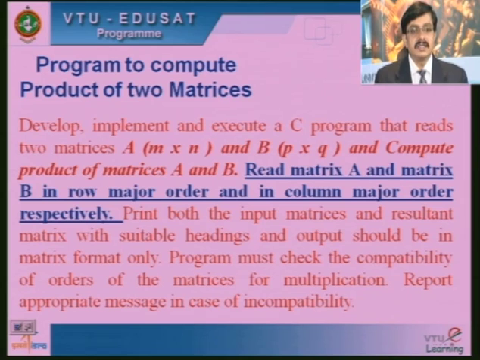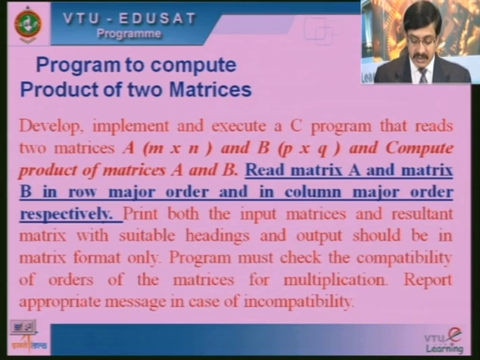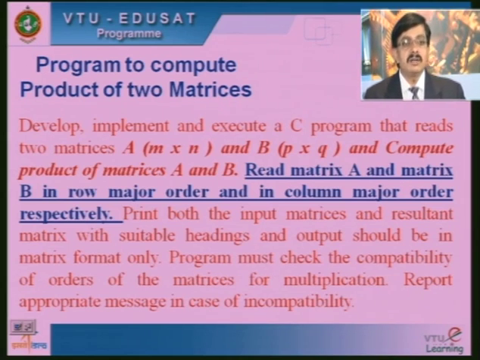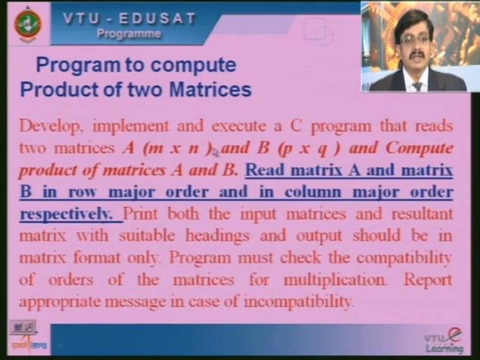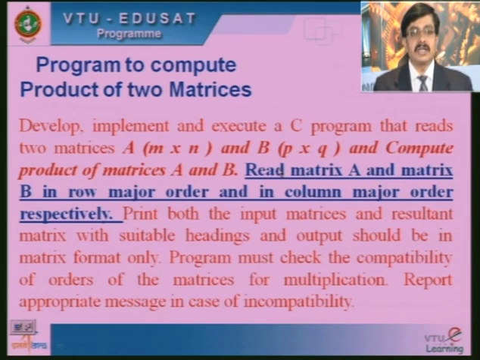Here you should see that when you are doing the multiplication, as we have seen, the number of columns of the first matrix must be the same as the number of rows of the second matrix. So it is m cross n, n is the number of columns, and p is the number of rows of the B matrix, so n and p should be equal. Whenever they are not equal, multiplication cannot be done, so you have to display an appropriate message in that case.